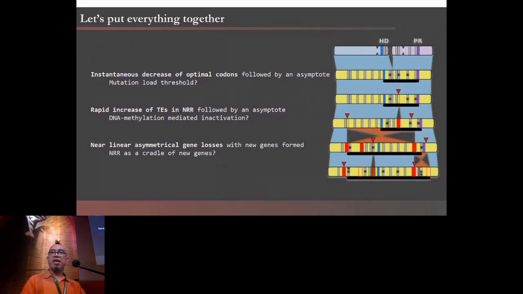So you start accumulating substitutions, and these substitutions reach a threshold, like if there is a mutational load that sex chromosomes cannot go beyond, maybe because of selection. But then transposable elements start to accumulate. And sometimes they will actually be inserted in the middle of a gene, and that gene disappears.